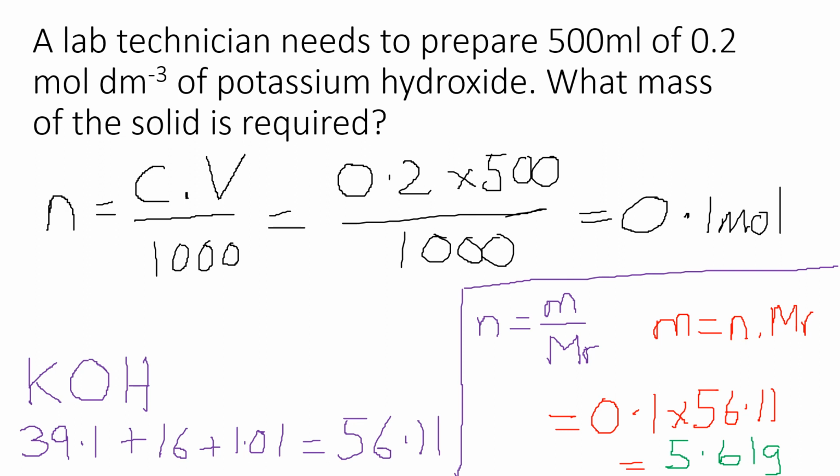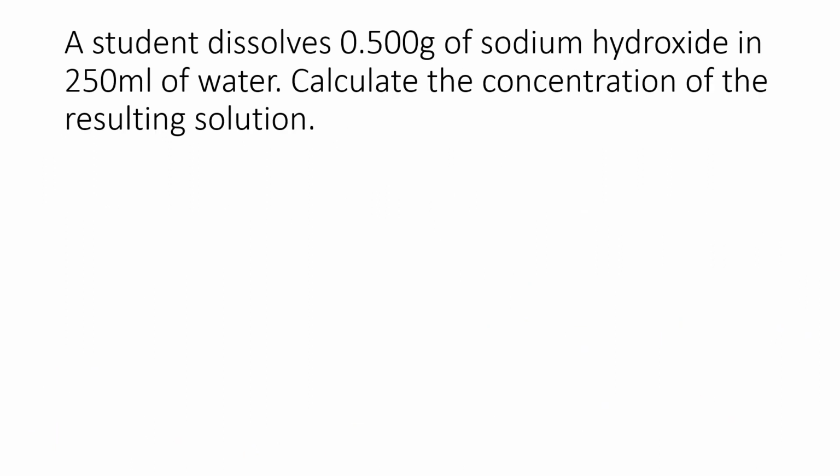So what this means is that the lab technician would need to take 5.61 grams of the solid and weigh it out accurately, transfer that into something like a small beaker. They'd dissolve it in, say, 100 mils of water. They'd then transfer that to a volumetric flask, and then they would wash it through with a bit more water, and then they'd make it up to 500 mils. But they'd need 5.61 grams.